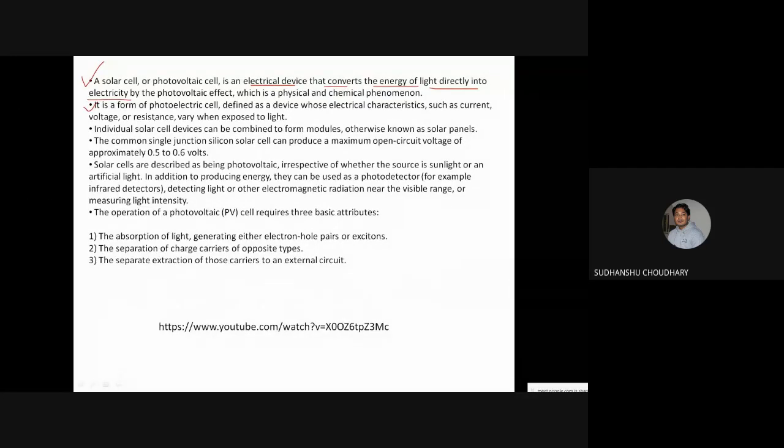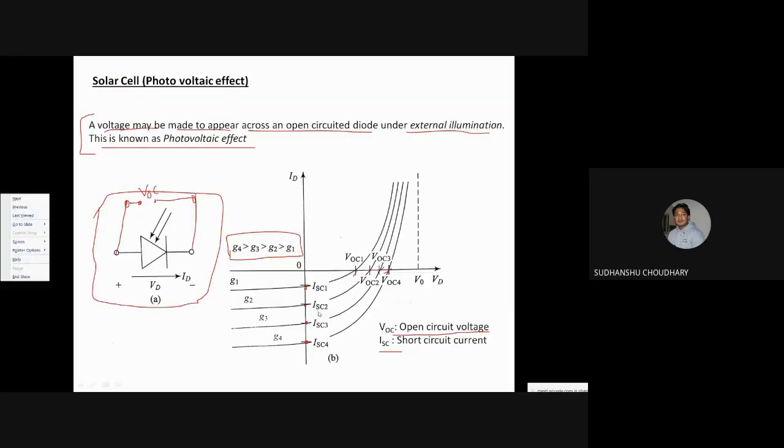Now this is a form of photoelectric cell, which is defined as a device whose electrical characteristics such as current, voltage or resistance vary when exposed to light. Obviously we have seen that the current and voltage are varying, so resistance will also vary. It depends on the generation rate, that is, how much light is shown on this solar cell or diode. So this controls all these 3 parameters: current, voltage and resistance.